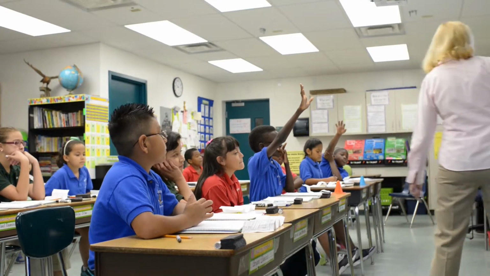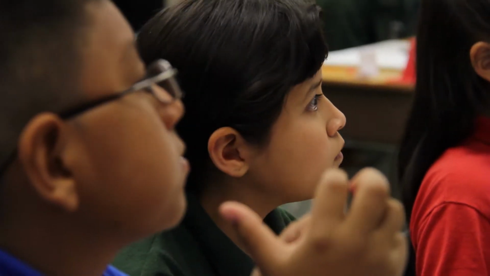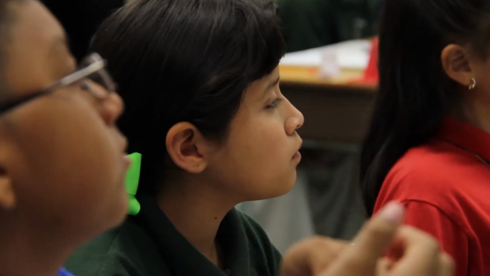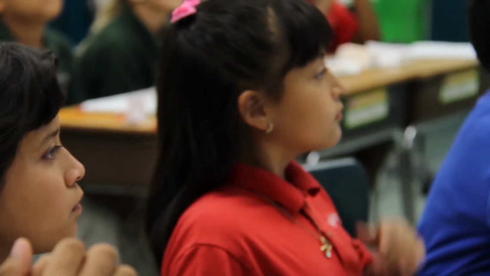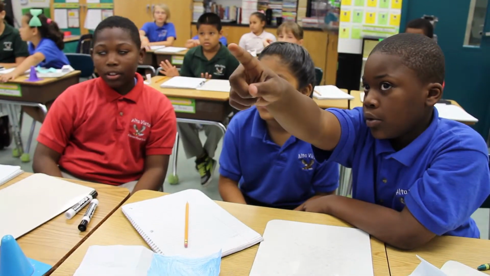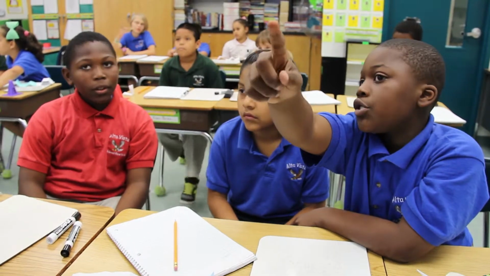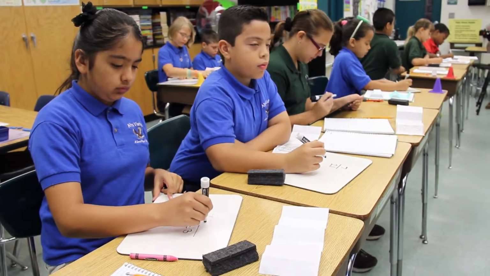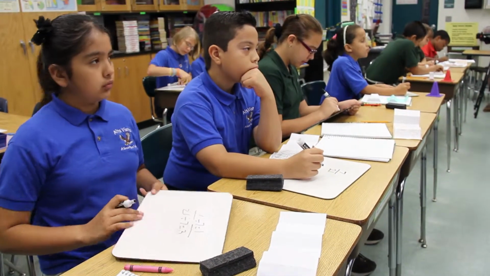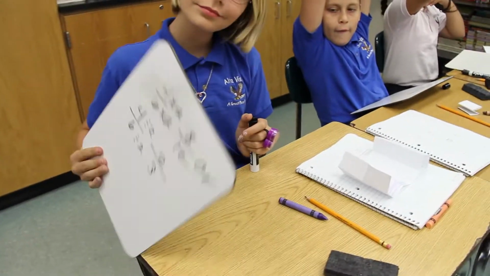Excellent answer. Good job. Okay, so how can we make equivalent fractions without using models? Then we pulled the manipulative out, and we tried to find a way in which they could make equivalent fractions by just using numbers without the manipulative. So initially, they understood the concept with the manipulative, and then we could take those away and do the math concept.